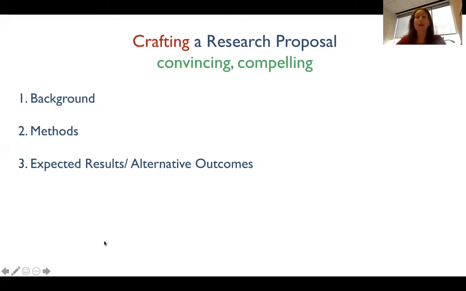I will say though, this happens, right? No matter who you're applying to, you get funding and then something happens, like maybe COVID-19, and you totally have to change everything. It's okay.